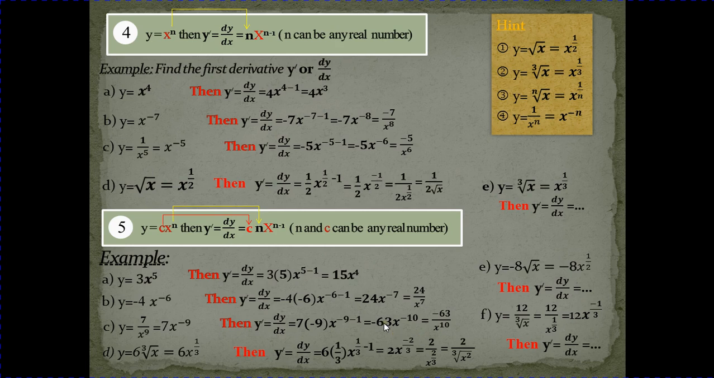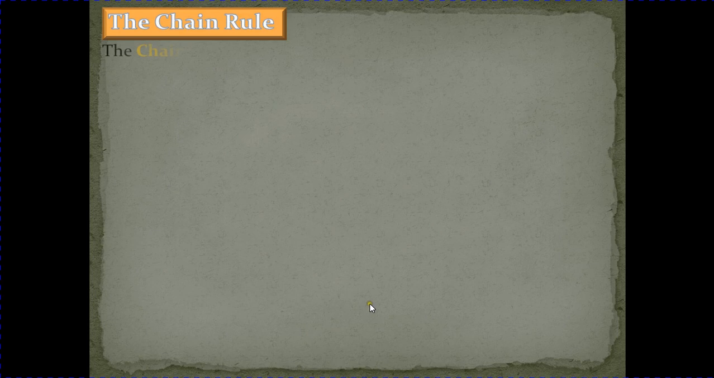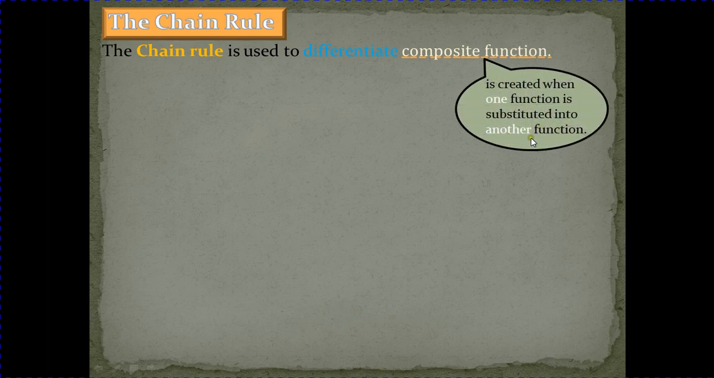Now we are ready to start our lesson, the chain rule. The chain rule, we can use it to differentiate the composite function. But before that, you must know what it means, composite function. A composite function is created when one function is substituted into another function. Let's see some examples about composite functions.